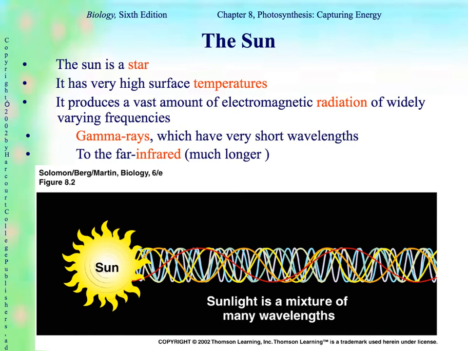Just as a little information about the sun. The sun is a star. It has a very high surface temperature. It produces a vast amount of electromagnetic radiation and of widely varying frequencies, from gamma rays to the far infrared.